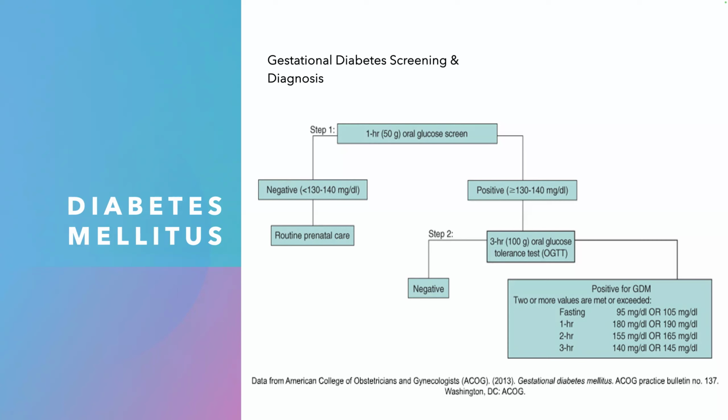And so again, the first part is the screening that everyone gets between 24 to 28 weeks. And then the second part is the diagnosis that only individuals get if they screen positive, okay? And they need to have 2 abnormals to be diagnosed with gestational diabetes. And again, we are never doing this on a diabetic, because they're already diabetic. We're not going to give them all this glucose to increase their blood glucose.